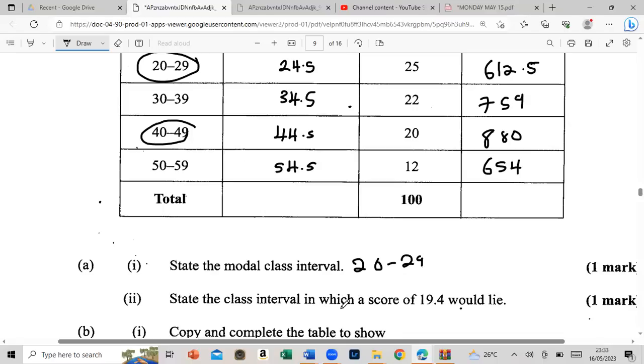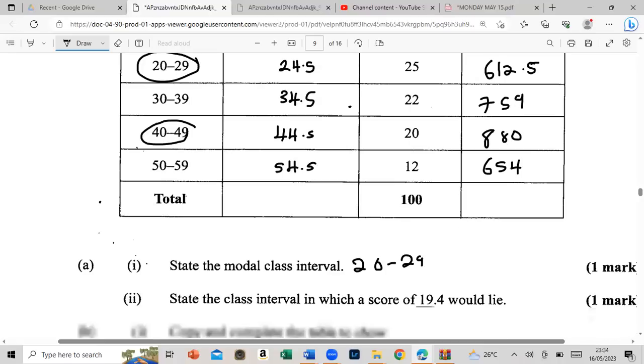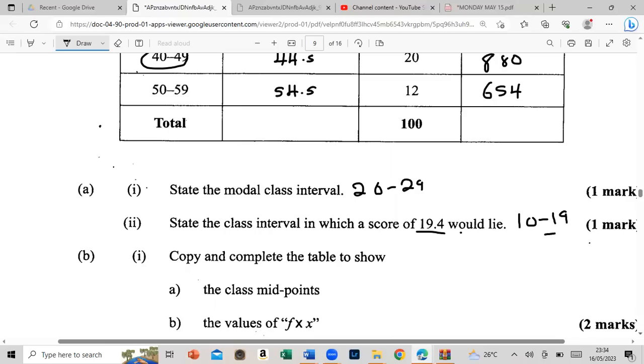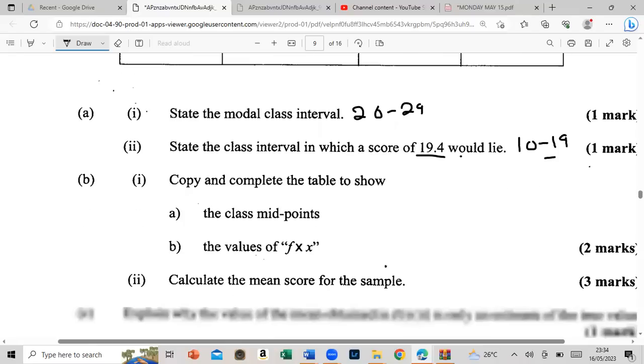And it says state the class interval in which a score of 19.4 would be. 19.4 would be in this interval, 10 to 19, as that takes up to 19.5, and that is worth 1 mark. They did say copy and complete the table. We did that already. So we get all of those marks already. We're just doing this for formality.